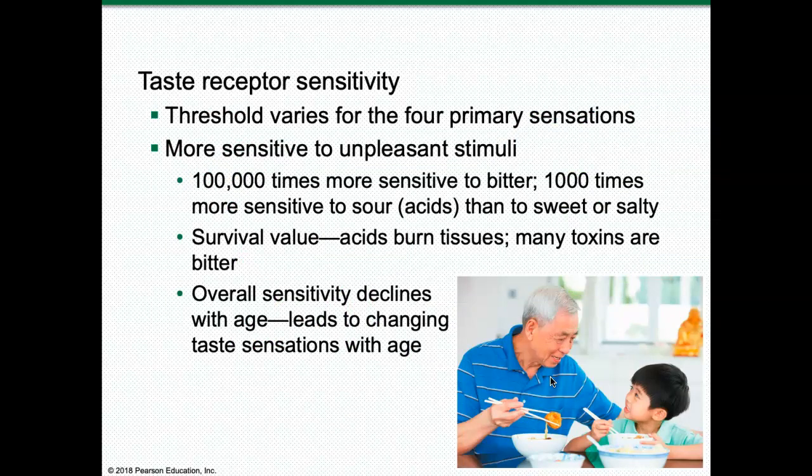Taste receptor sensitivity is different for the 4 sensations. We are more sensitive to unpleasant stimuli. We're 100,000 times more sensitive to bitter, 1,000 times more sensitive to sour, and then to sweet or salty. And this has some survival value. Many toxins are bitter and acids burn tissue, so we want to be sensitive to these. And overall, this sensitivity declines with age.